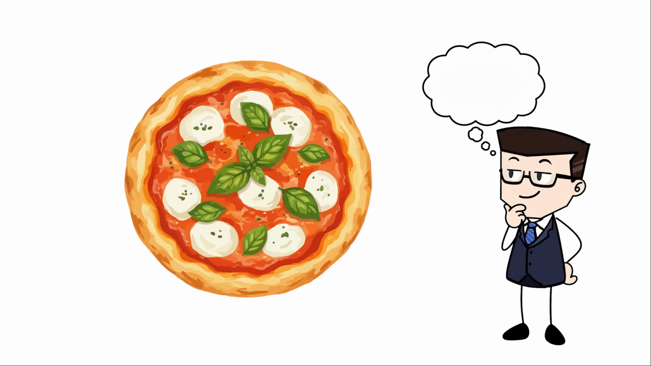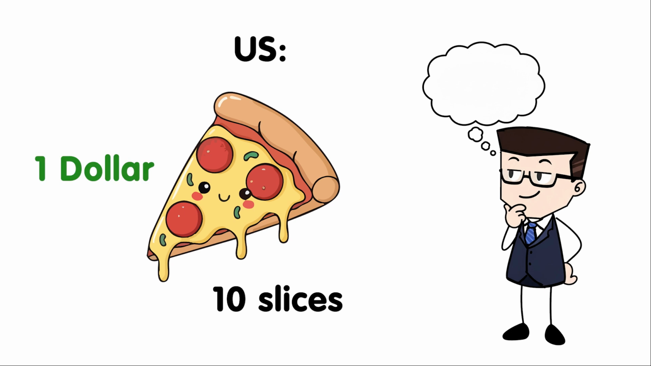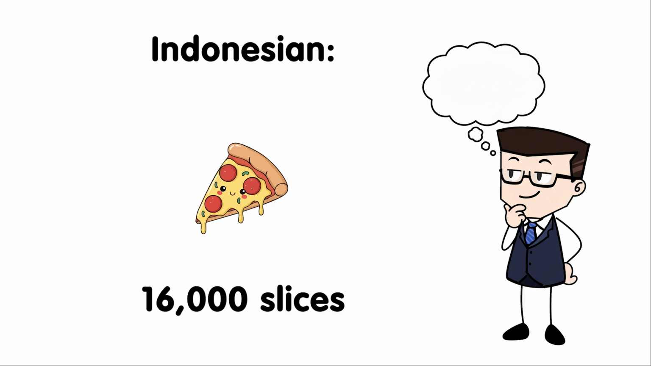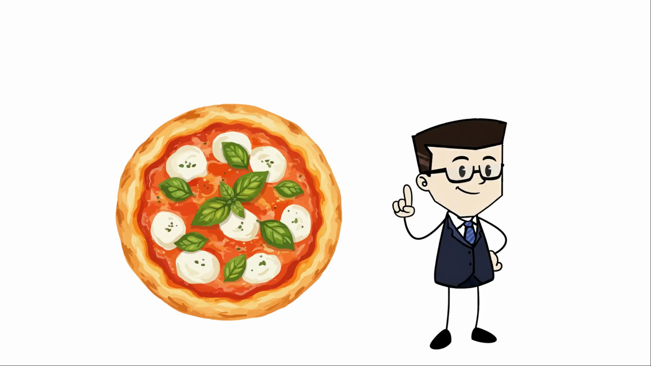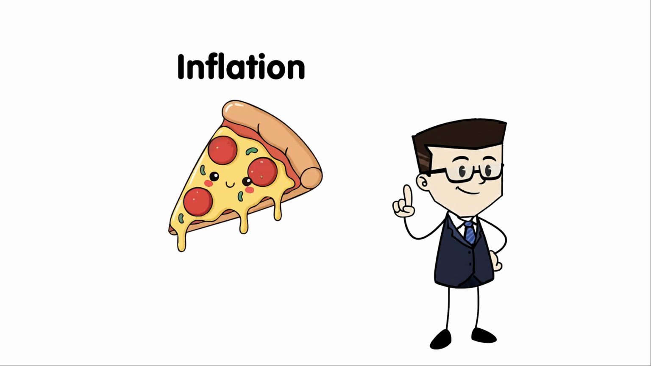Let's imagine the economy of both countries as a pizza. The US government decides to cut their pizza into 10 slices, so each slice is $1. Meanwhile, the Indonesian government decides to cut their pizza into 16,000 slices, so each slice is 1 rupiah. Whether you hold 10 slices from the US or 16,000 slices from Indonesia, you still get to eat exactly 1 pizza. The only difference is inflation, which decides how big or small the slices are.